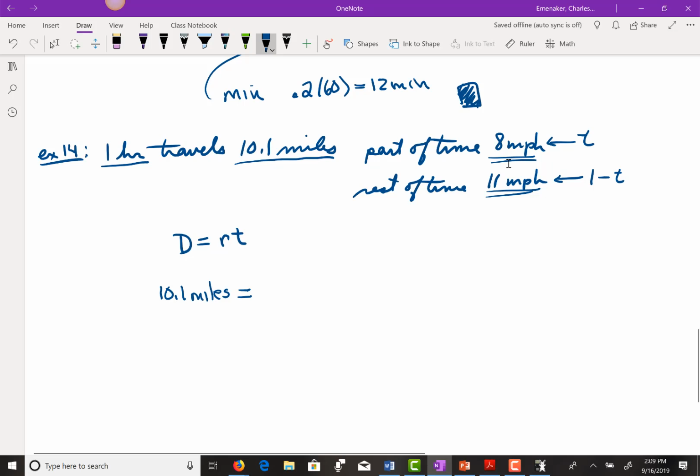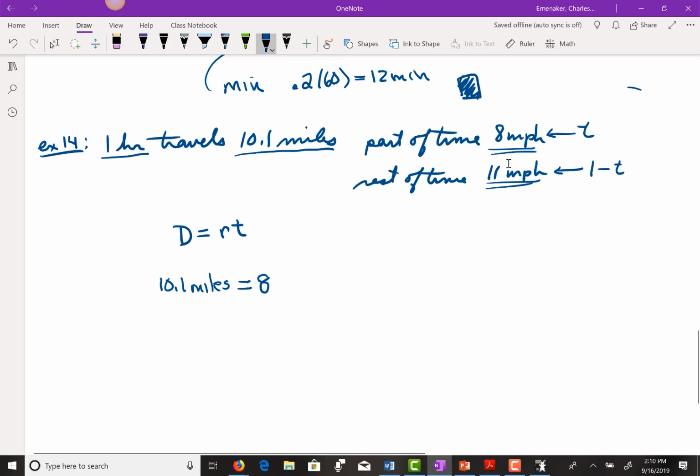Do we know what the total distance is? 10.1 miles. So I could put 10.1 miles over here. Equals. Now we got to be a little careful here because were we doing the same rate the whole time or did things change up a bit? They changed up a bit, didn't they? Part of the time we were doing 8 miles an hour. Well, that would be the rate, 8 miles an hour, times how much time was spent going 8 miles an hour?